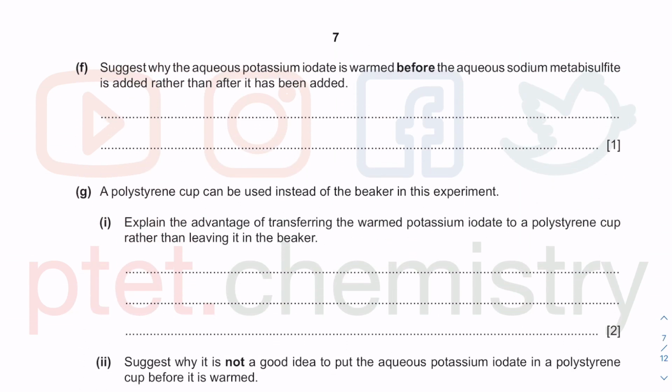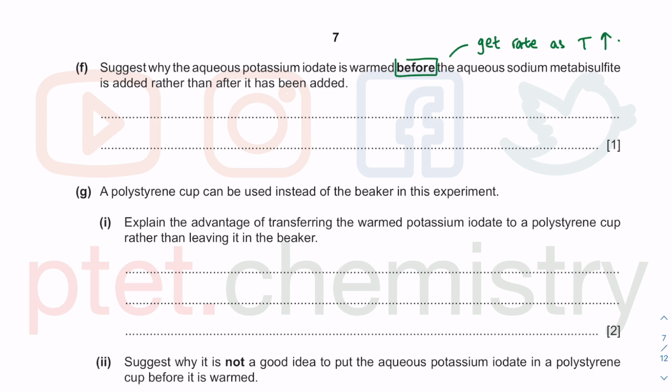Now suggest why the aqueous potassium iodide is warmed before you add it rather than after you have added it. Because we're trying to get the rate as temperature changes, as temperature increases, in the experiment, right? After you have added the other substance, the temperature might have changed depending on whether the reaction is endothermic or exothermic. So we have to get the temperature of the solution before we start reacting, so that we can say that is the temperature of the solution itself, rather than after you have reacted.